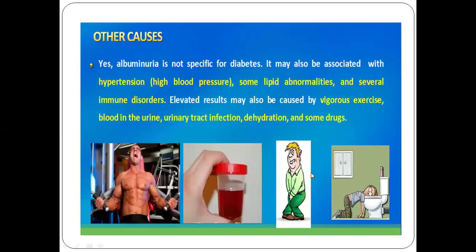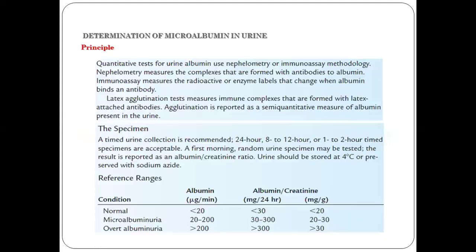Other causes: albuminuria is not specific for diabetes. It may also be associated with hypertension, high blood pressure, some lipid alterations, and several immune disorders. Elevated results may also be caused by vigorous exercise. Those who are gym-goers and regularly exercise will get quite a high value of microalbumin. Blood in urine, UTI, dehydration, and some drugs with side effects can also cause it. So these are the causes of microalbuminuria.